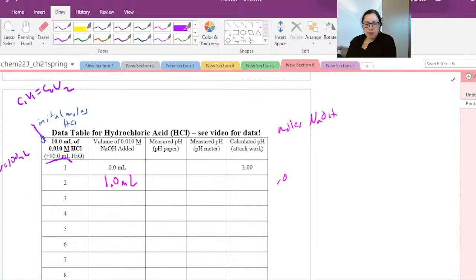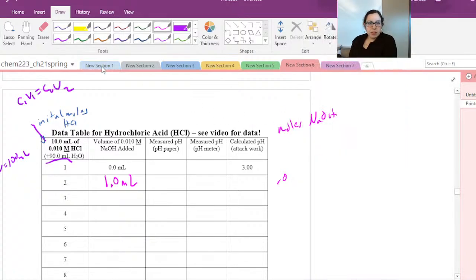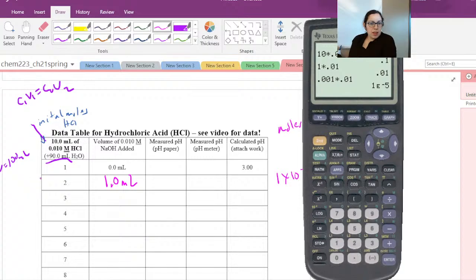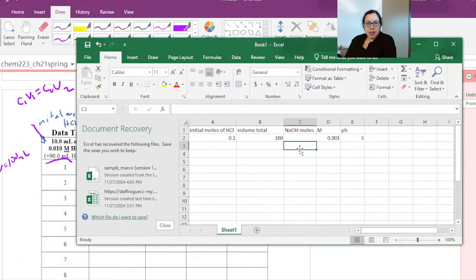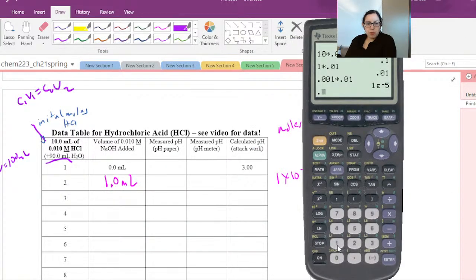Oh, I didn't do that right. I knew that sounded weird. 0.001 times 0.01. That makes a lot more sense. So right, 1 times 10 to the negative 5 moles. And now you do your reaction. And so that's again, right, you have your initial moles. So 0.1 minus my answer.